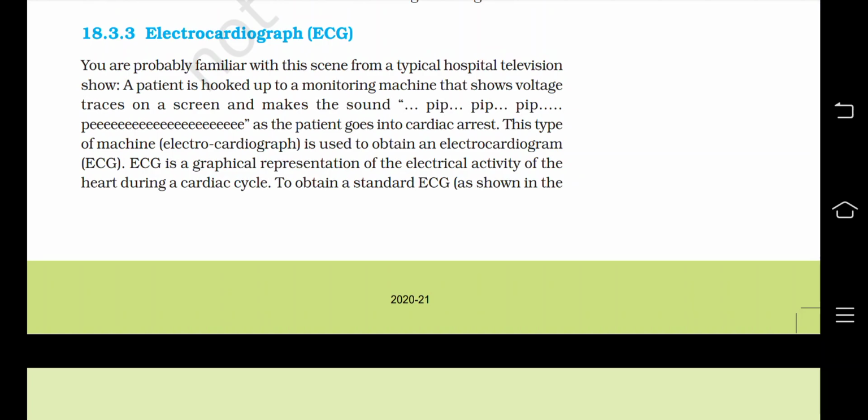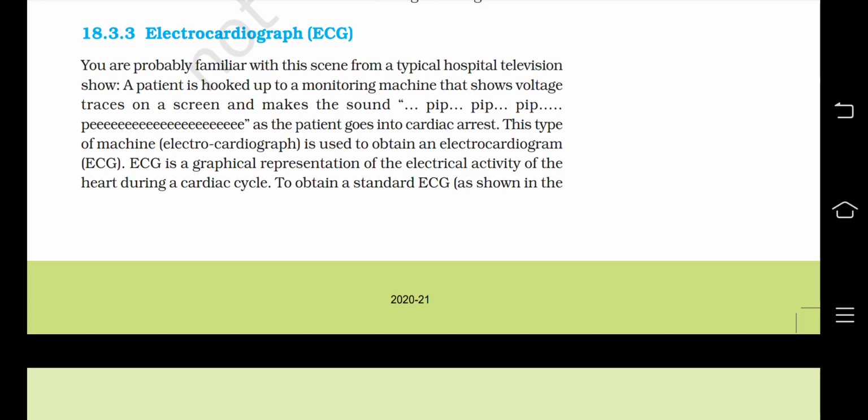This is the third part of chapter 18, body fluids and circulation, and we are starting off with the electrocardiograph, ECG. You are probably familiar with the scene from a typical hospital television show. A patient is hooked up to a monitoring machine that shows voltage traces on a screen and makes the sound beep beep beep as the patient goes into cardiac arrest. This type of machine, or electrocardiograph, is used to obtain an electrocardiogram (ECG). ECG is a graphical representation of the electrical activity of the heart during a cardiac cycle.